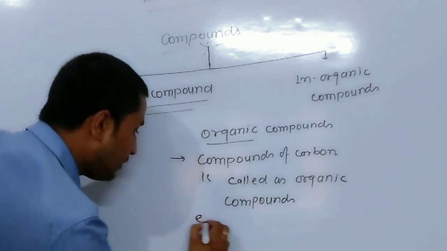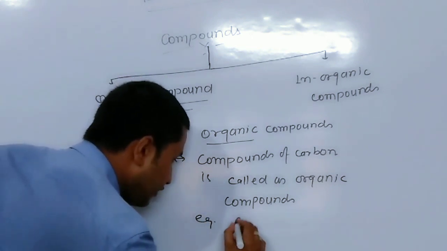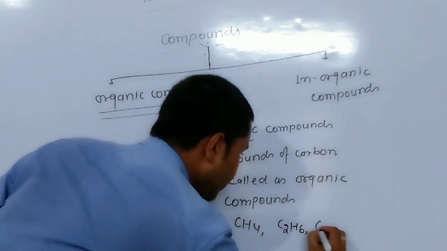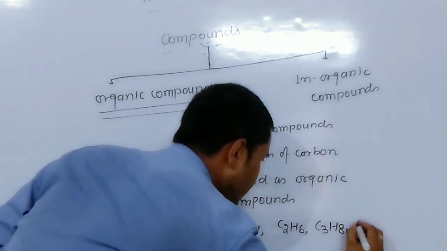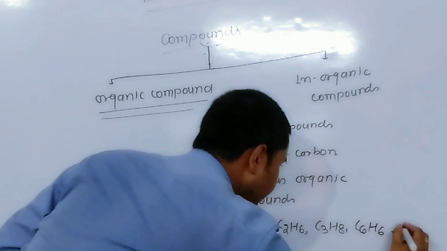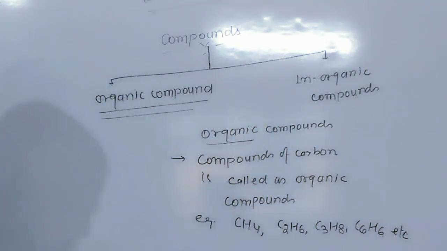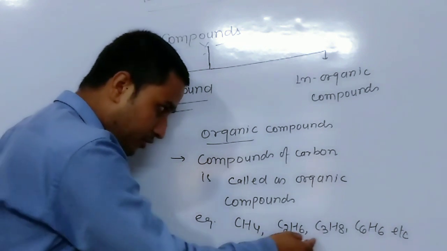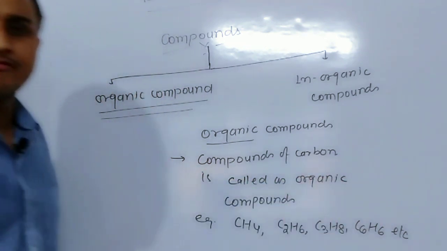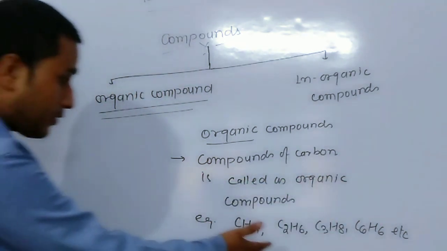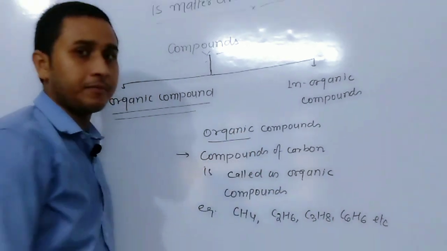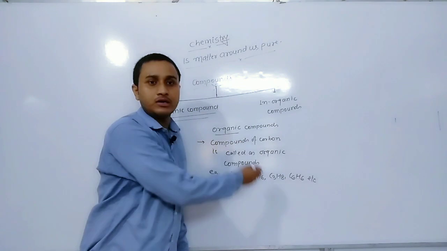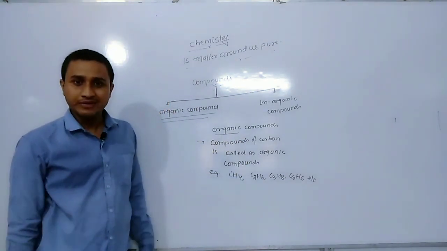For example, CH4, C2H6, C3H8, C6H6, etc. See, this is a compound of carbon. Again, this is a compound of carbon. These are all compounds of carbon, having carbon. So it is called what? Organic compound. Is it okay?